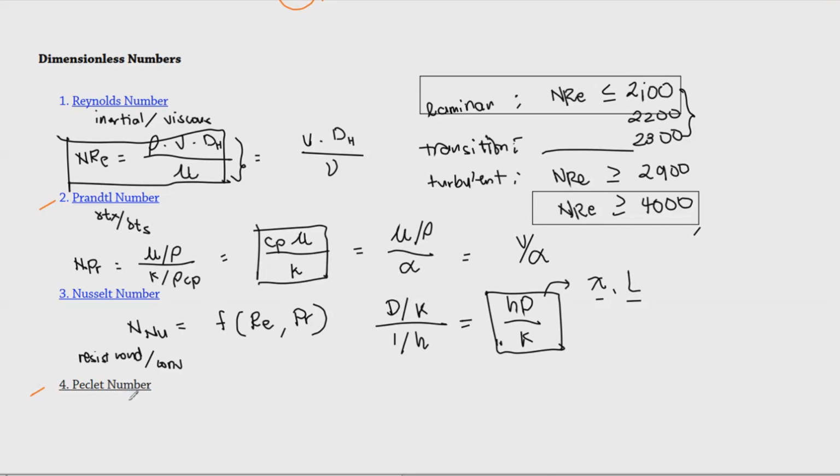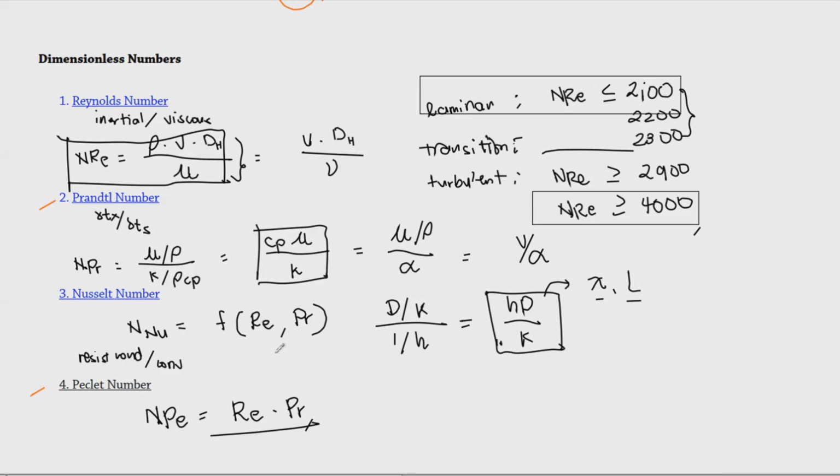And now, finally, we have the Peclet number. The Peclet number is simply the product of the Reynolds number and the Prandtl number. If you have values for these, you just multiply them, and that gives you the Peclet number. Some equations will have the Peclet number in them, so you can just multiply the Reynolds and Prandtl numbers.